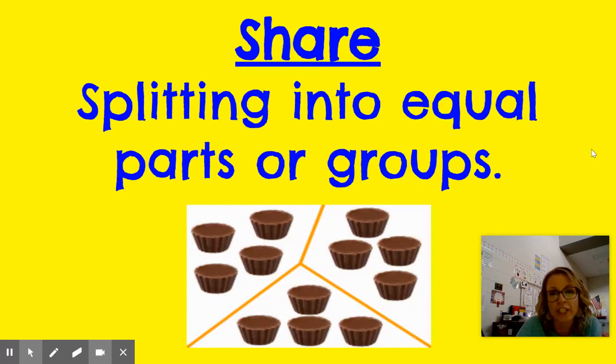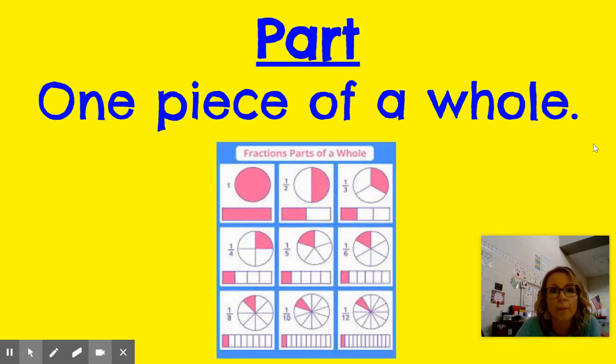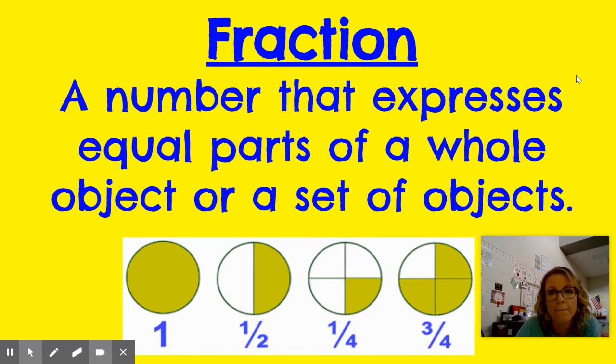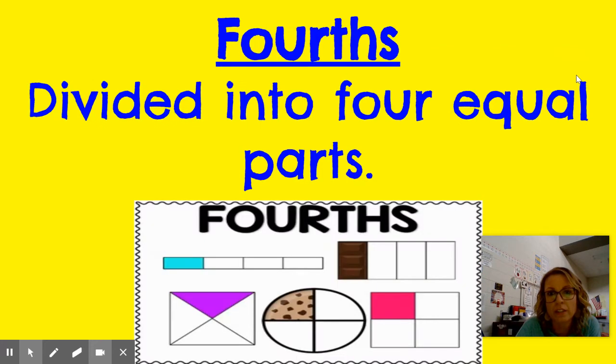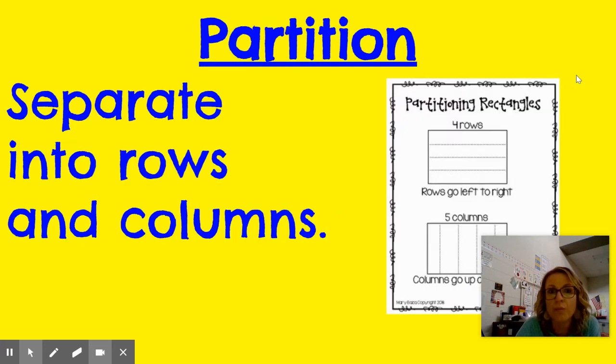Our first word is share, splitting into equal parts or groups. Part, one piece of a whole. Fraction, a number that expresses equal parts of a whole object or a set of objects. Halves, divided into two equal parts. Fourths, divided into four equal parts.